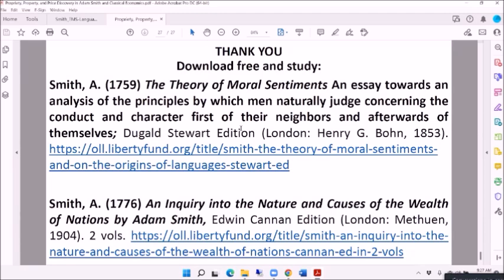You can download either the Theory of Moral Sentiments or the Wealth of Nations free of charge if you go to these sites. And I would encourage you to read Smith in the original. Don't read me, read him. Thank you, ladies and gentlemen.